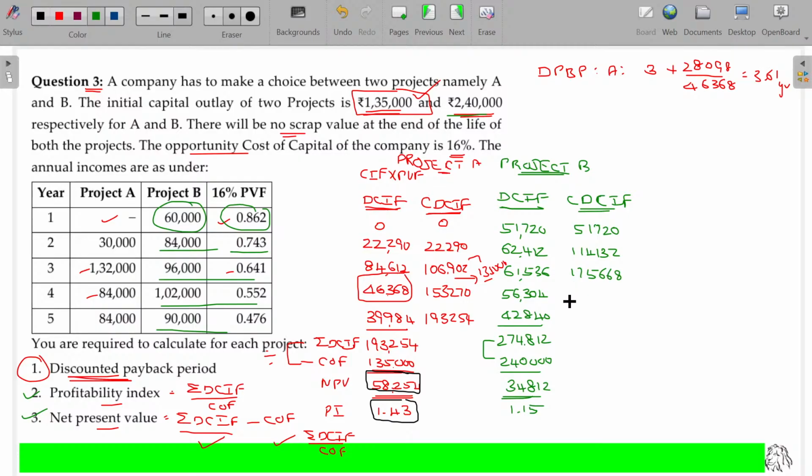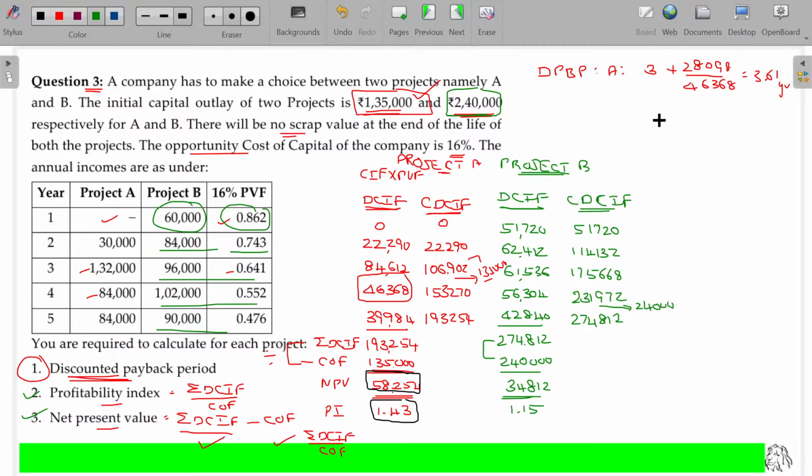Up to the fourth year value is also added. So I'll get 2,31,972. Finally, up to fifth year, I got around 2,74,812. For this project, I have invested 2,40,000 rupees. That 2,40,000 should be here. Okay, anywhere between 4 and 5.